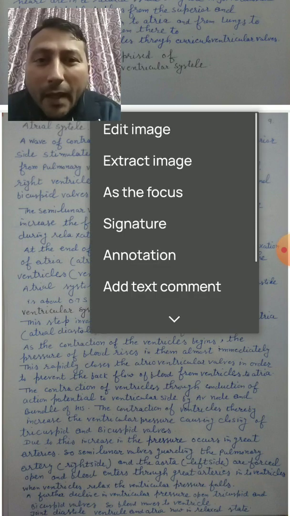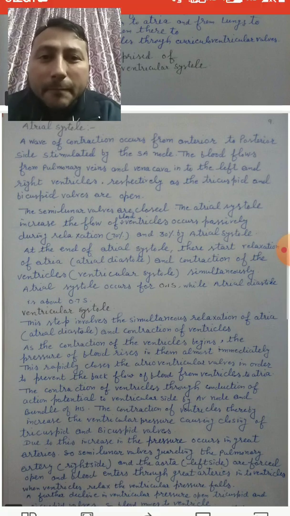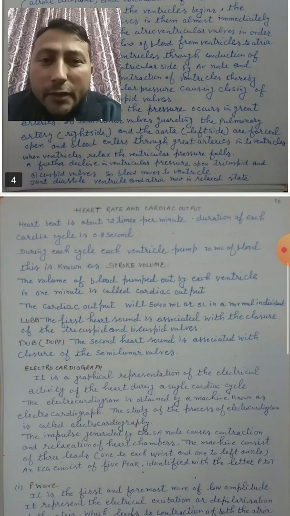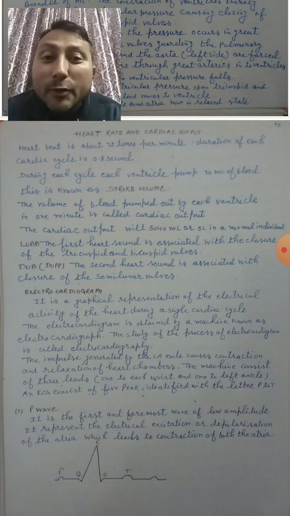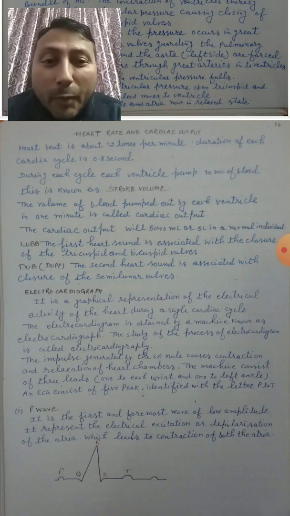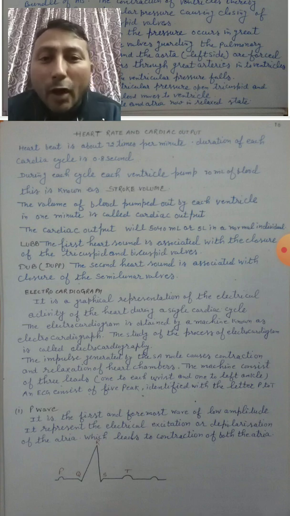It consists of, as I have already mentioned, atrial systole and ventricular systole. When I'm talking about heart rate and cardiac output, heartbeat is about 72 times per minute. Duration of each cardiac cycle is 0.8 seconds. During each cycle, each ventricle pumps approximately 70 ml of blood, which is known as stroke volume. The volume of blood pumped out by each ventricle in 1 minute is called cardiac output. The cardiac output is approximately 5040 milliliters or 5 liters in a normal individual.